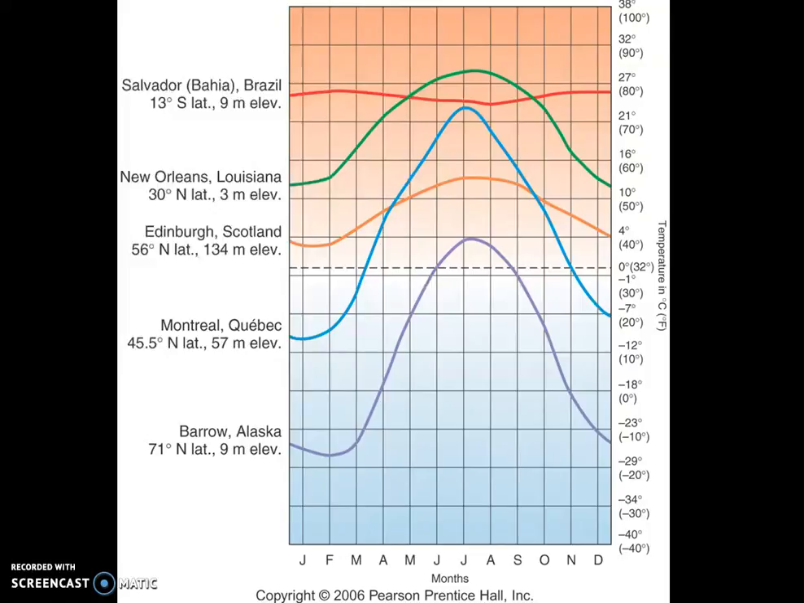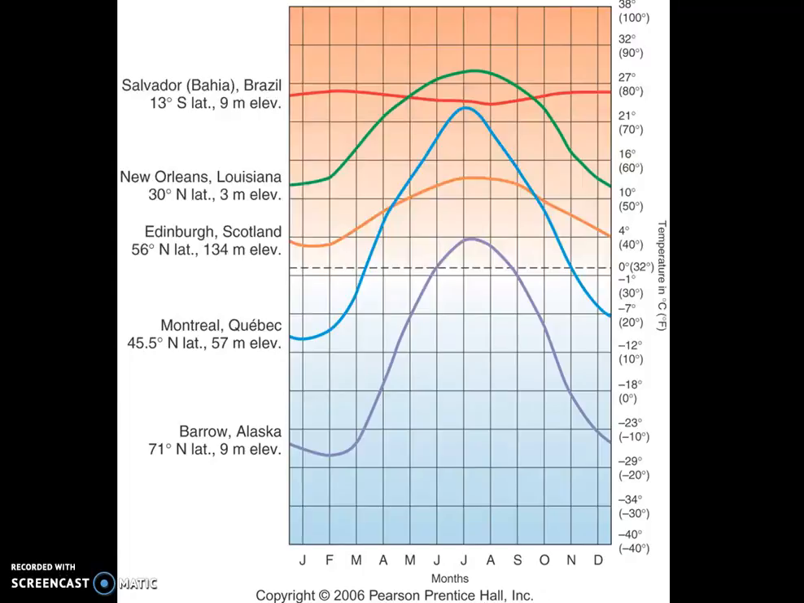Now, we did talk about this particular line chart. We're looking at months along the x-axis and location of latitude on the y-axis. We're looking at Barrow, Alaska; Montreal, Quebec; Edinburgh, Scotland; New Orleans, Louisiana; and Salvador, Brazil. These are different latitudes, and they depict the different temperature changes that we see and where they are located on the Earth's surface, latitude-wise.